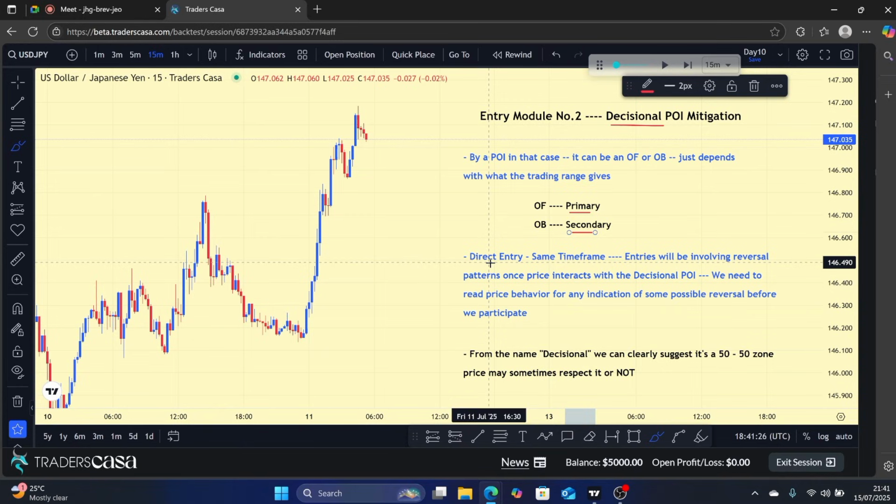We will not be diving into the lower time frame. In that case, let's say we are marking on the 15 minutes. Probably the lower time frame will be from the 1 minute all the way to the 5 minutes. Since it's the 15 minutes, the same time frame, of course, entries will be involving reversal patterns.